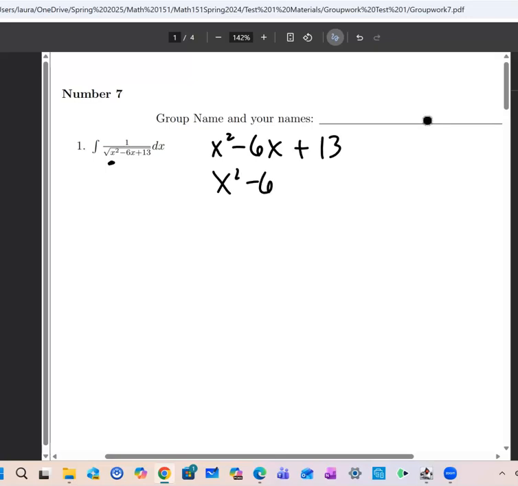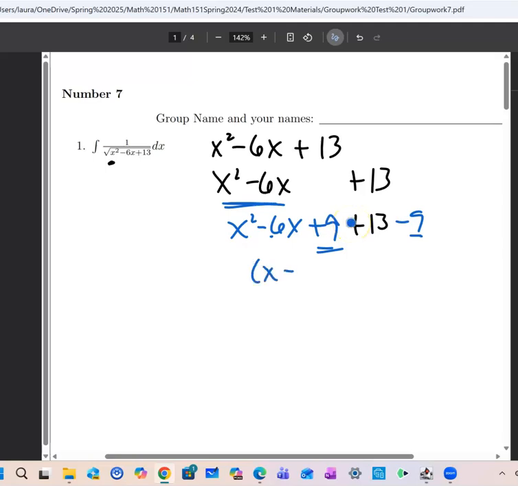So I'm going to take these first two terms, move the 13 over to the side, and I'm going to complete the square on these, right? So x squared minus 6x. I'm going to take half of 6 and square it. So I'm adding 9, and then I'm going to carry this 13 along, and I'm going to subtract 9. Remember, you have to add and subtract to not make a change in the problem.